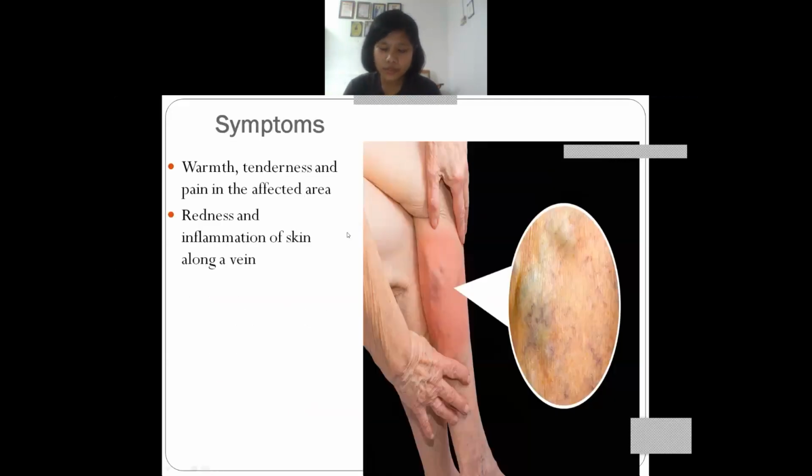So here are some of the symptoms of superficial thrombophlebitis. The first symptom is that you will feel warmth in the affected area. The affected leg will be warm and it will be tender. Tender means it will be sensitive. And because of the inflammation, there usually occurs redness as well as swelling in the affected area.